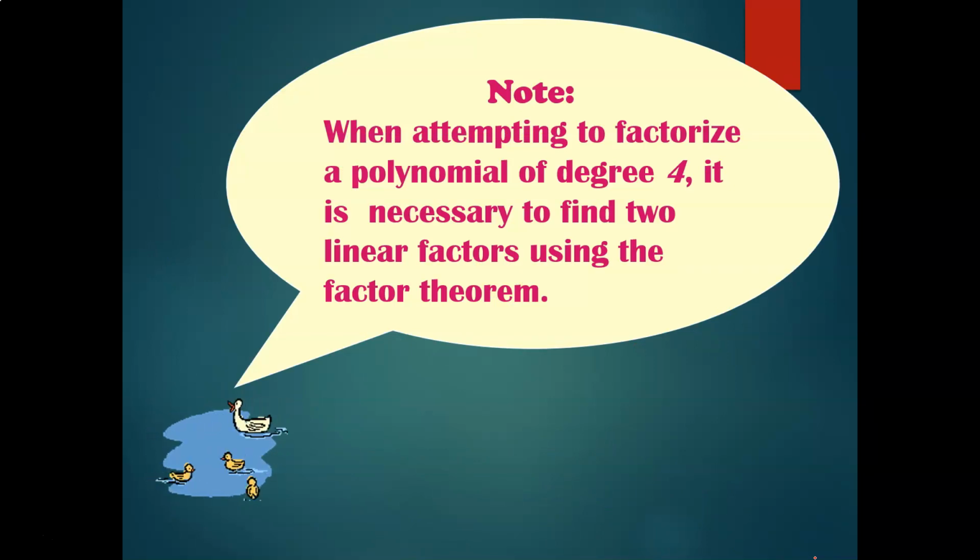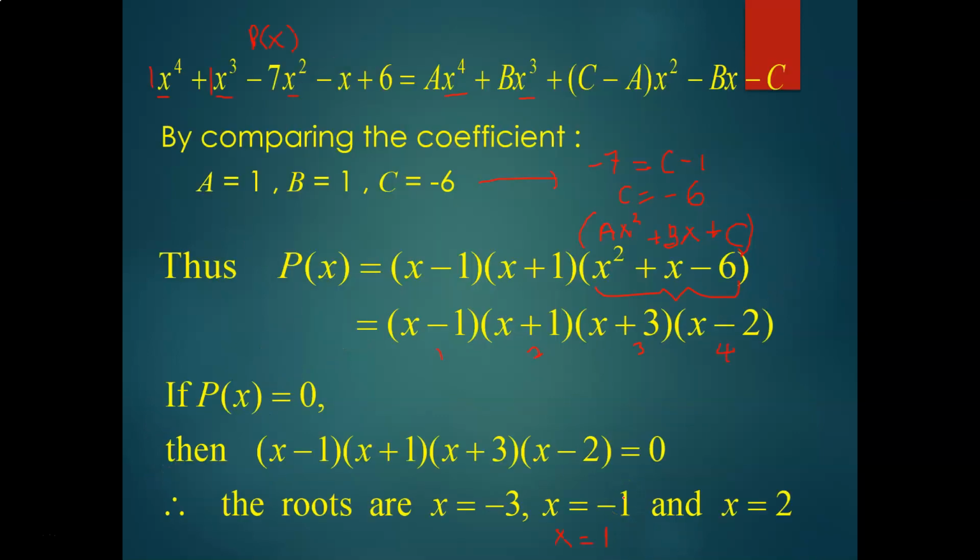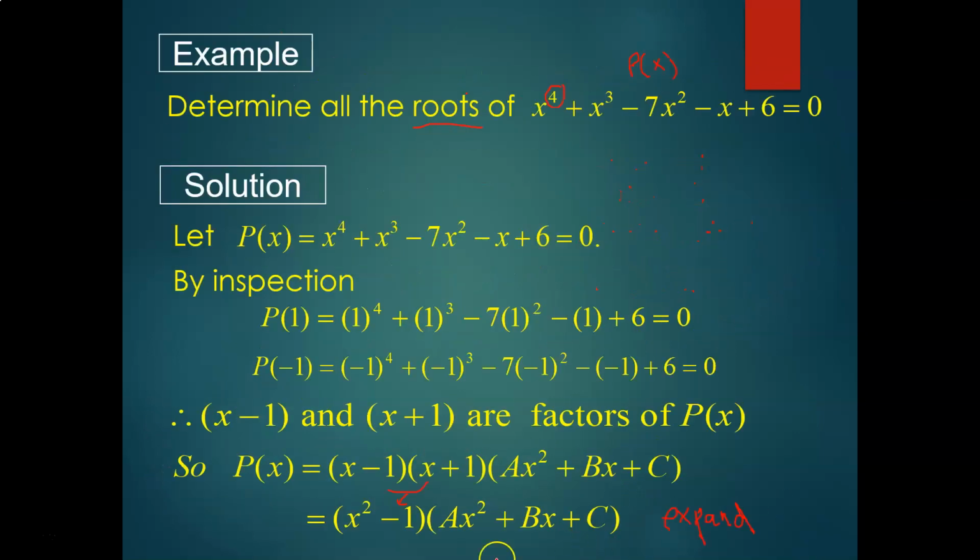Okay, note that when attempting to factorize a polynomial of degree 4, macam yang tadi kan, degree dia kuasa 4, it is necessary to find two linear factors using the factor theorem. So maksud dia yang tadi tu, asalnya kita cuma ada dua factor sahaja, which is this one, two factors. Then dia kata it is necessary, perlu untuk kamu find another two linear factors untuk selesaikan yang ini.